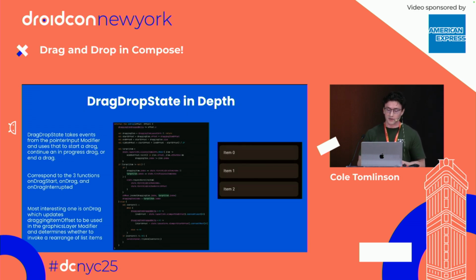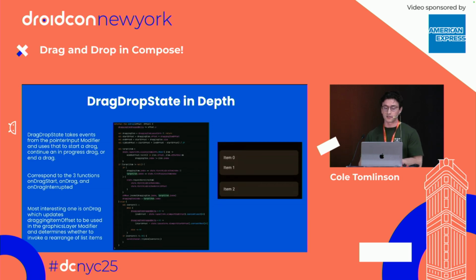The most interesting function is onDrag, which handles updating the state variables. There's this dragging item dragged delta state variable in the drag drop state that maps to the translationY parameter of the graphics layer modifier that I'll get into on the next slide. And it does most of the consequential math to trigger the rearrange.